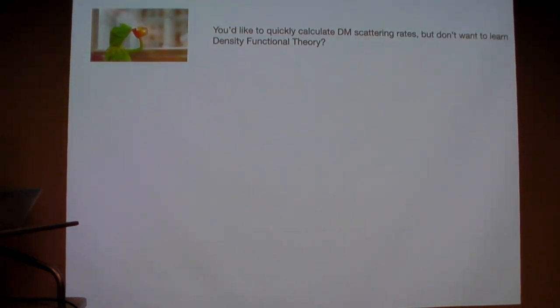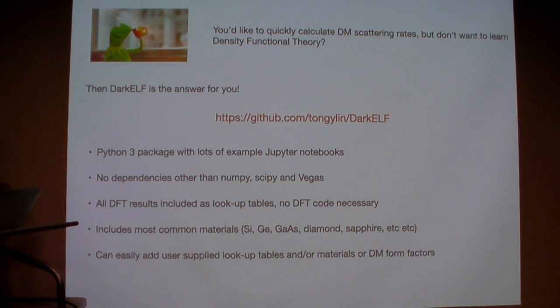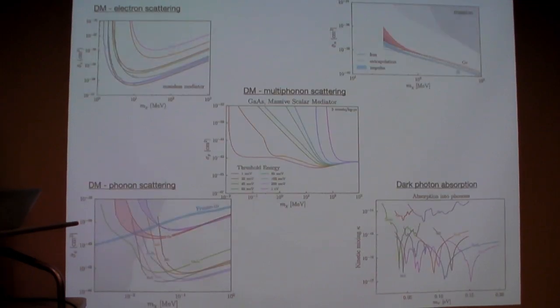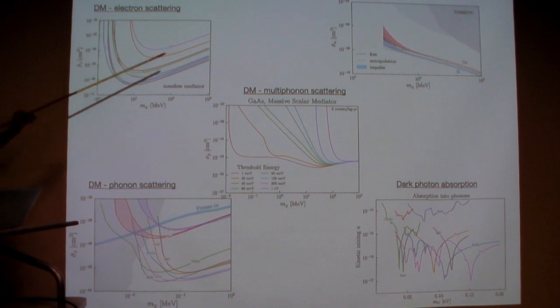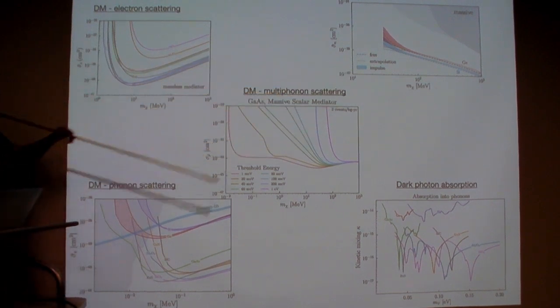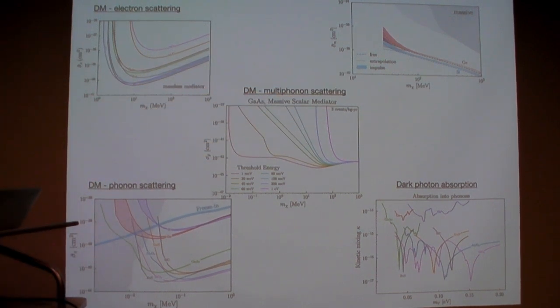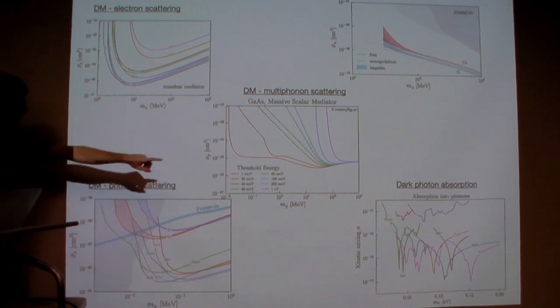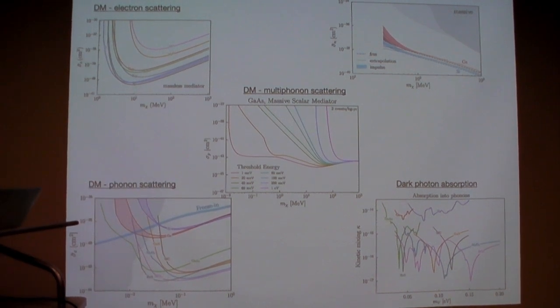All right, and with that, I'll just wrap up. We don't want people to do all of this stuff themselves, so we have a public software package called DarkELF, which you can find over here. It's written in Python 3, which does all these things, and has lots of examples and a whole bunch of materials. I talked about this, this, and this, so these are three calculations that are included in this package. And we also do absorption and just regular phonon scattering as well.